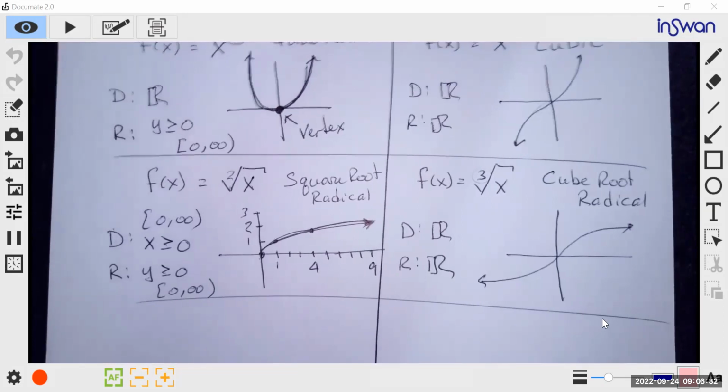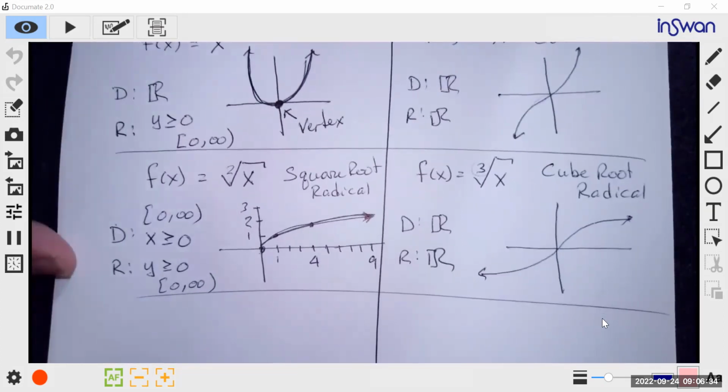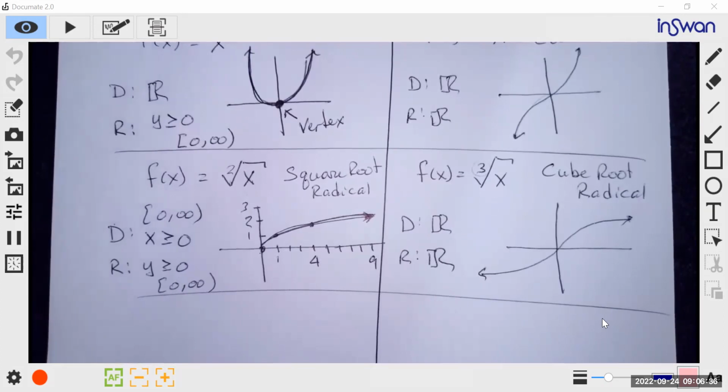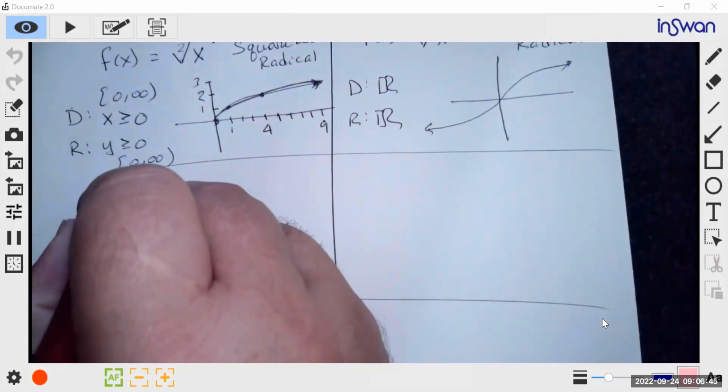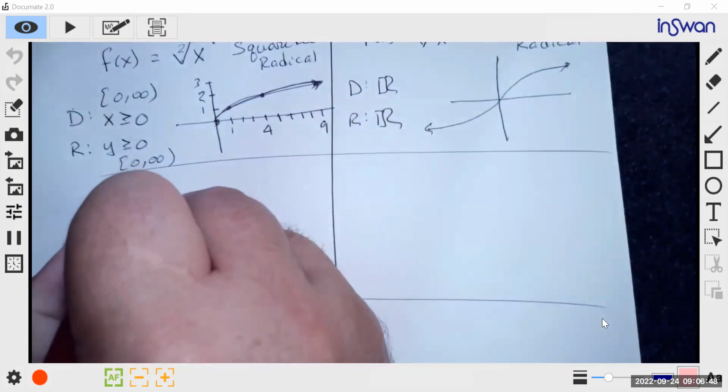So far, so good. Because I'm going to ask you all to memorize these symbols, these functions, because the faster you memorize them, the easier the rest of this course is going to be. All right, now those are the radicals. Now let's look at the rationals.